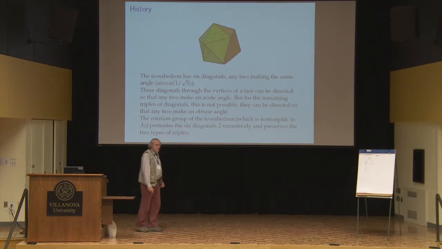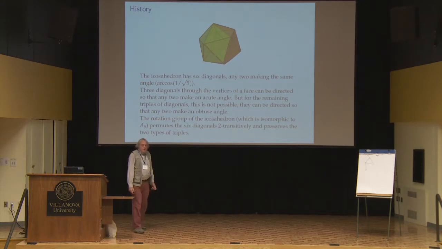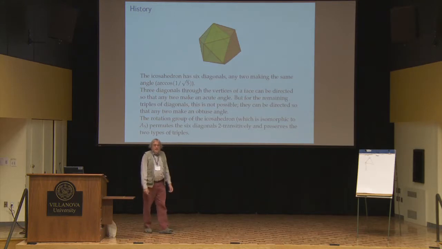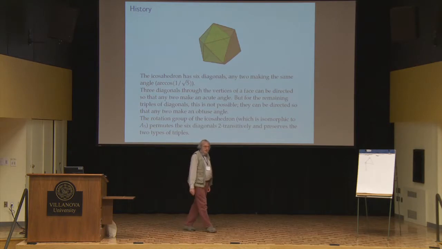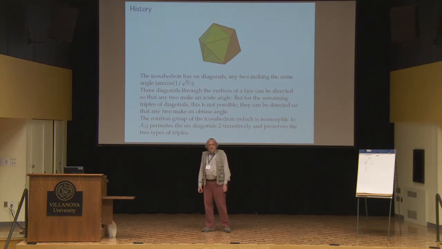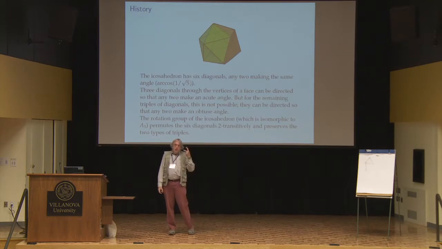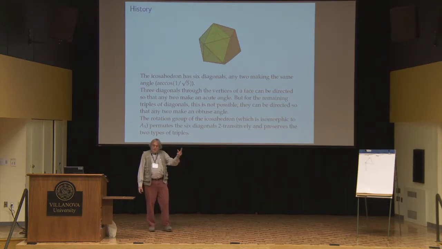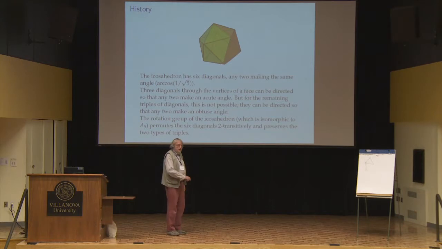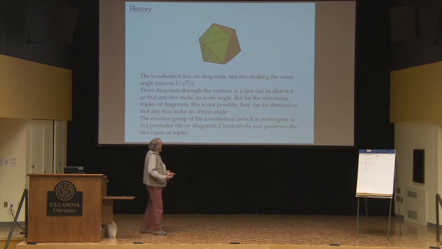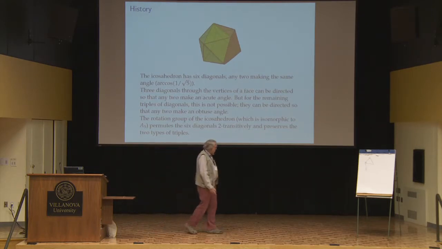And the rotation group of the icosahedron, which of course is the alternating group A5, permutes these 6 diagonals. This gives the 2-transitive action of A5 on 6 things, acting as PSL(2,5). It's 2-transitive, it is not 3-transitive, because it's preserving these 2 types of triples, the ones that make acute angles, and the ones that cannot all make acute angles. So preserving that combinatorial structure. And that's, in essence, what a two-graph is.